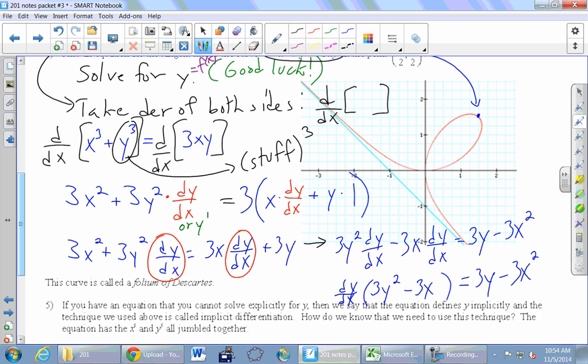And the reason this equation is better than the previous ones is how many dy dx's are there? Just 1. And that's what factoring does. It takes multiple dy dx's and pulls them all outside, compresses them into just 1. And so what's the last step to solve for dy dx? Divide by this stuff in the parentheses there.